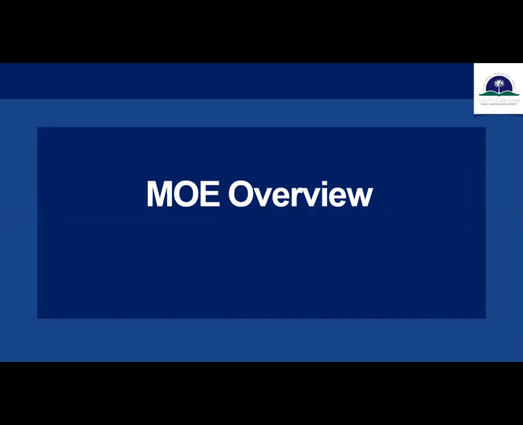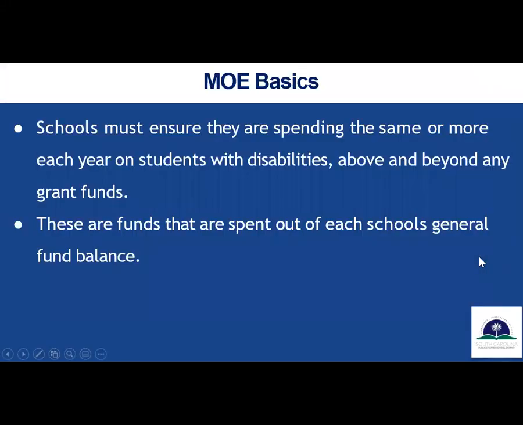Today we're going to talk about and do a quick review of MOE, otherwise known as maintenance of effort. So the first thing to know is just some MOE, or maintenance of effort, basics. Schools must ensure that they are spending the same or more each year on students with disabilities above and beyond any grant funds.